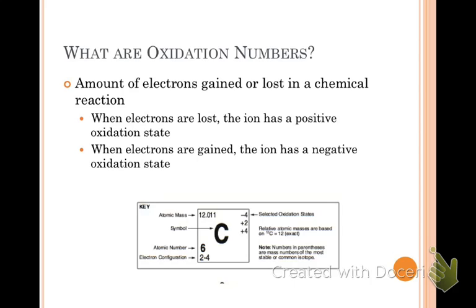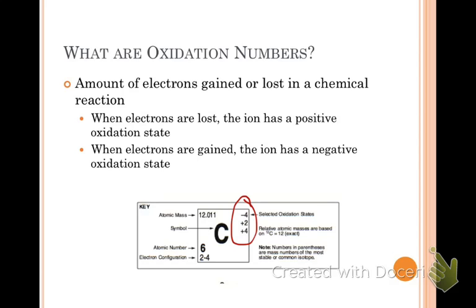When electrons are gained, again, the proton number stays the same, but now there are more electrons, so the charge is going to be overall negative. What I have down here is just the key from your periodic table. If I ask you what the oxidation number is or what the charge is, you take a look at the upper right-hand corner.